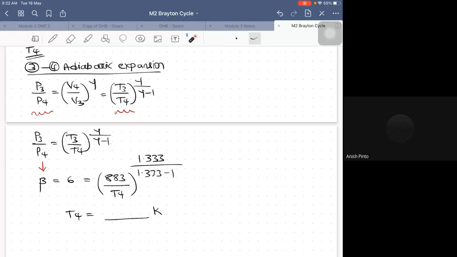$566. Okay, I will take that value. How much is that? 566. Others, just check the value. Is it right?